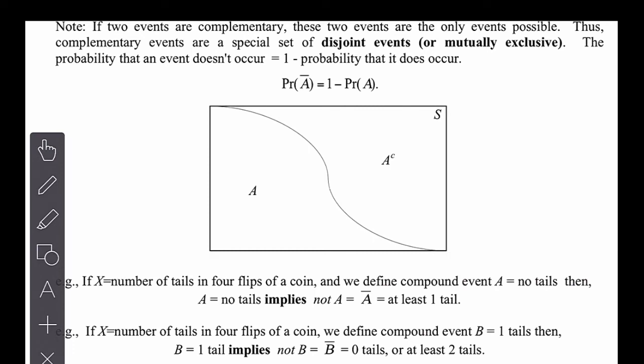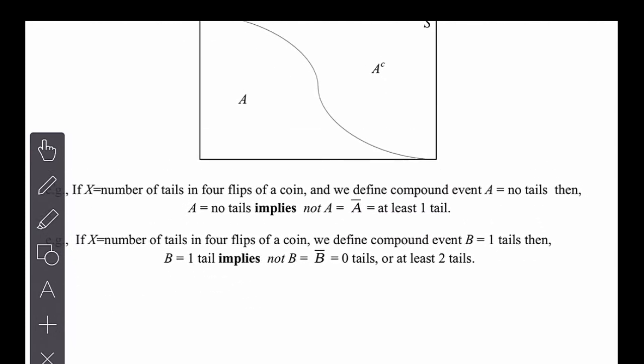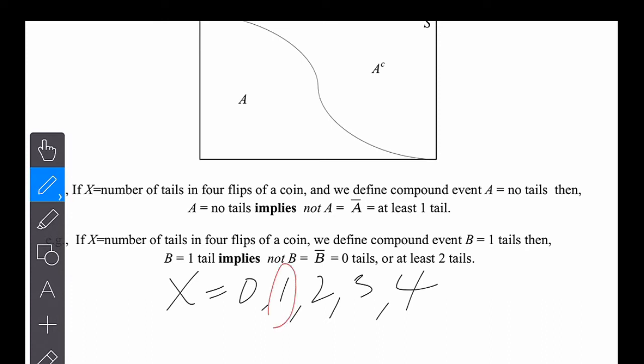I'll give another example here. We can define a compound event B, which is one tail. Then not B is all the others. What are the others? Well, 0 tails or at least 2 tails. You should just think of the possible outcomes to help you. The possible outcomes are x equals 0, 1, 2, 3, 4. So it can be from 0 tails to 4 tails and anything in between. But if I specify event B as 1 tail, then not B is all the other possibilities, which I can simplify in words as 0 tails or at least 2 tails.